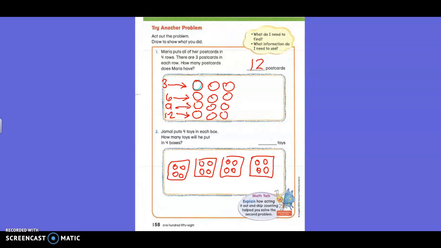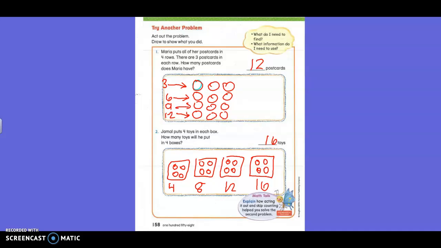Okay, who thinks they can tell me what we're going to skip count by? What are we going to skip count by on this one, Casey? 4s. Because this one would have 4. Then this one would be 8. 4 plus 4 is 8. 4 more would be 12. And 4 more than that would be 16. How many toys are in all the boxes? 16. Yes, 16 toys. Okay.